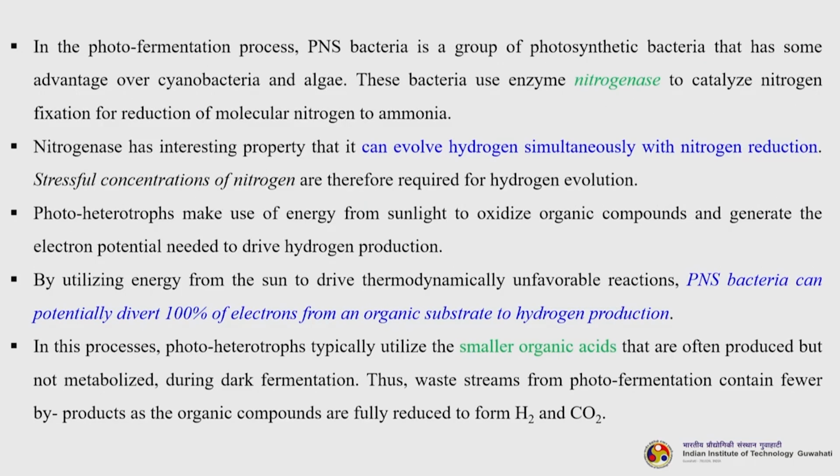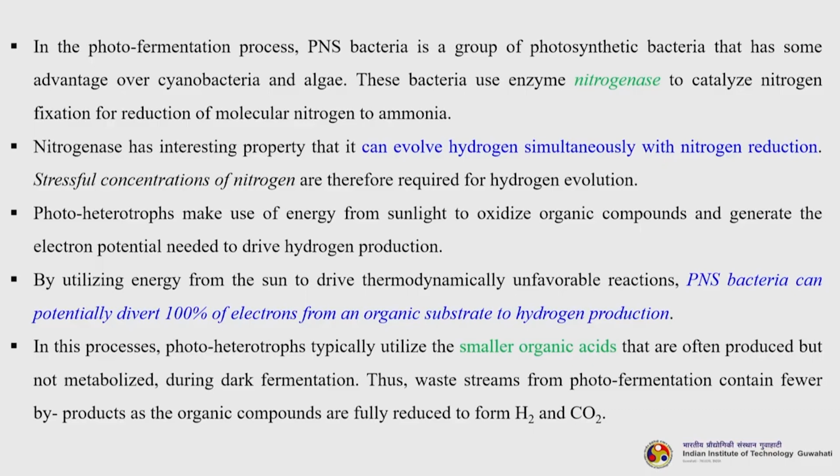In the photofermentation process, PNS bacteria are a group of photosynthetic bacteria that have some advantages over cyanobacteria and algae. These bacteria use the enzyme nitrogenase to catalyze nitrogen fixation, the reduction of molecular nitrogen to ammonia. Nitrogenase has the interesting property that it can evolve hydrogen simultaneously with nitrogen reduction. Stressful concentrations of nitrogen are therefore required for hydrogen evolution. Photoheterotrophs make use of energy from sunlight to oxidize organic compounds and generate the electron potential needed to drive hydrogen production.